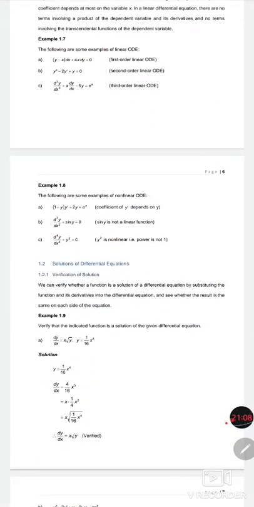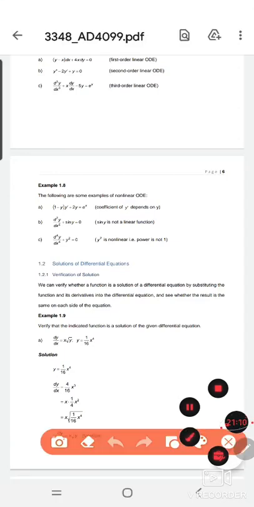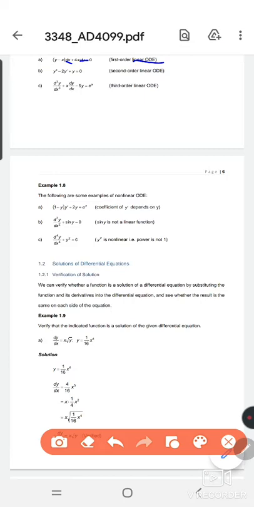Okay, kita tengok example 1.7. A, (y - x) dx + 4x dy = 0. Yang ni adalah first order sebab dia just ada dy/dx, and this is a linear ordinary differential equation. Second one, y'' - 2y' + y = 0. This one is second order sebab dia ada y double prime. Kita panggil dia second order dan dia adalah linear ordinary differential equation.